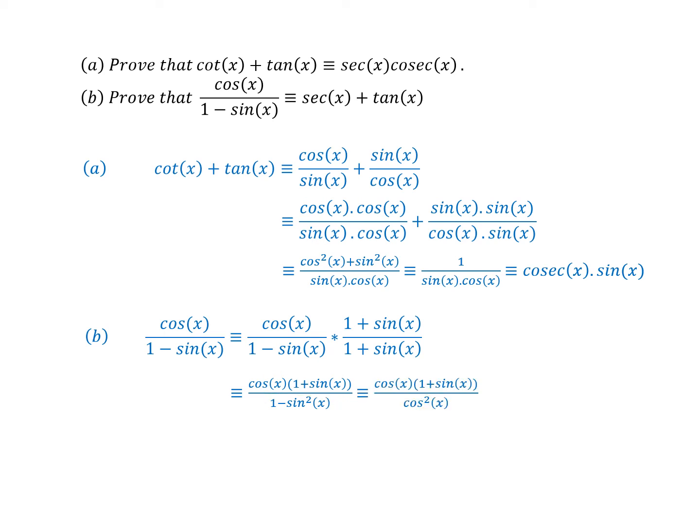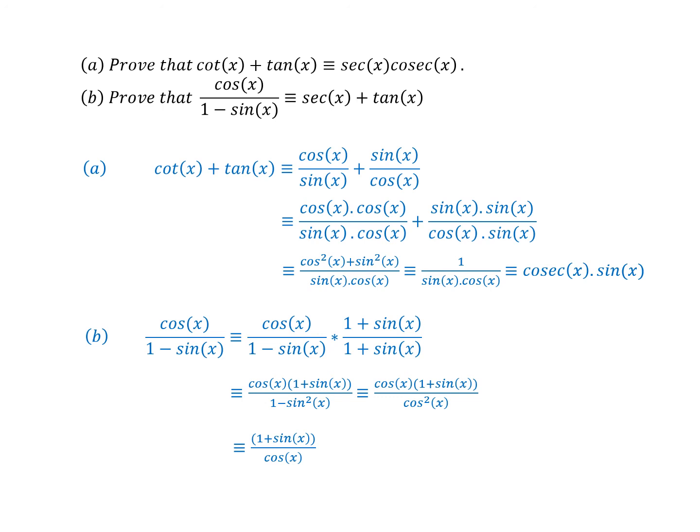And when I do that, I get the rather neat thing happening, because on the numerator I've got cos x as a factor, and on the denominator I've got cos x as a factor. So I can cancel out those cosines. And you can see that when I do that, I get 1 plus sin x over cos x.